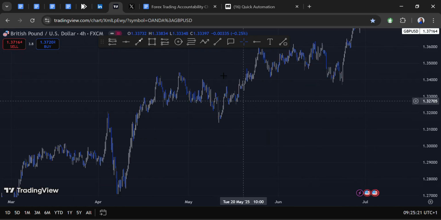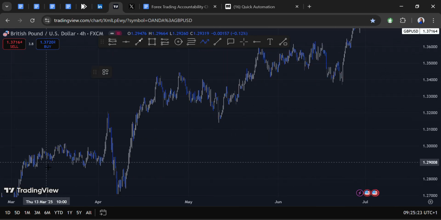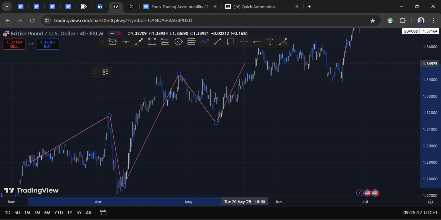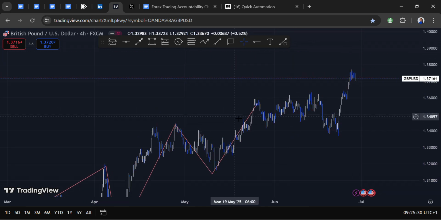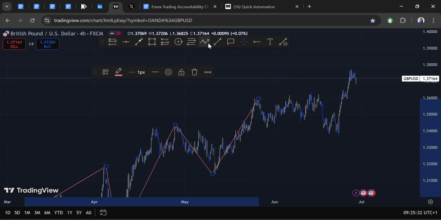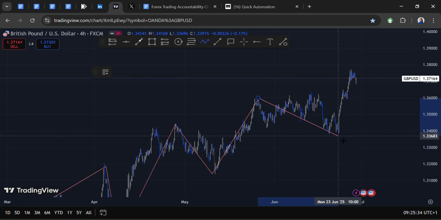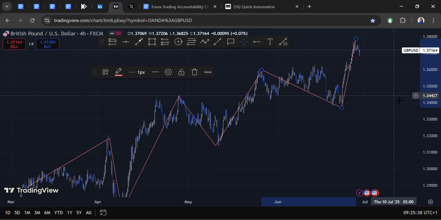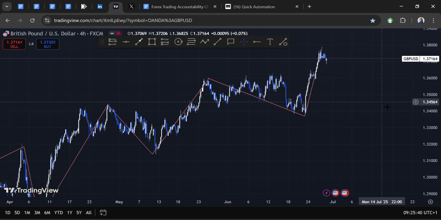a series of higher highs and higher lows. As you can see, it's clear. How you know this market is about to change direction isn't when it does something like this.